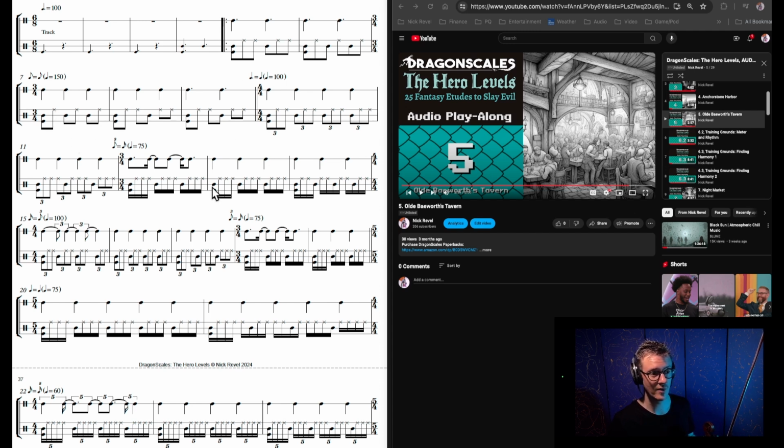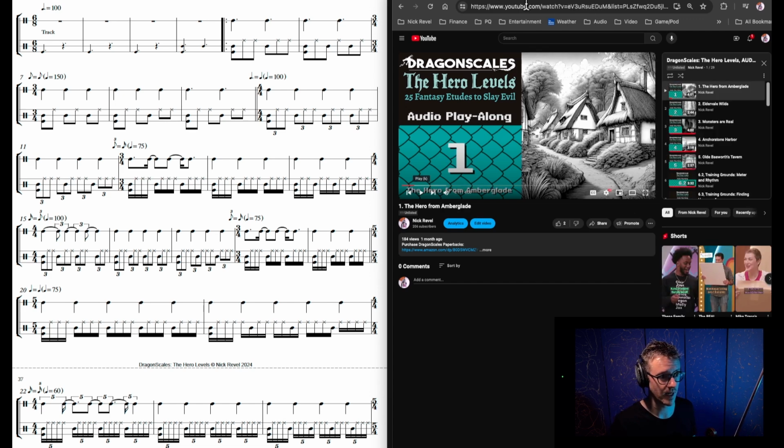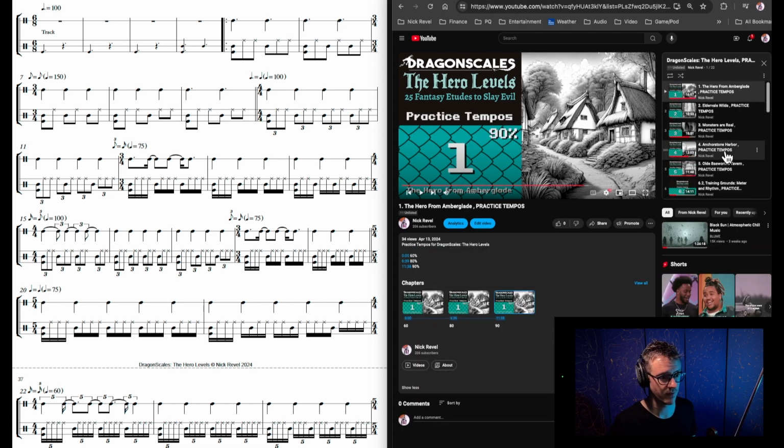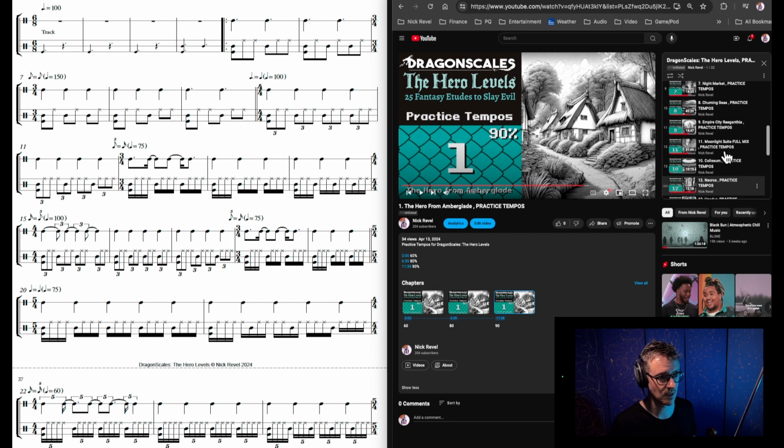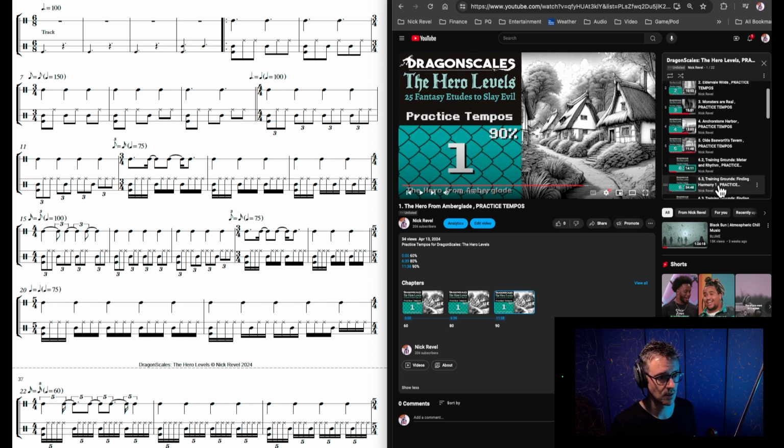All of these notes are represented in the play along track, and it can be really hard to follow along at the tempo, so I do recommend starting on the practice tempos. In fact, why don't we go there right now? Practice tempos. Let me find that. 6.2, finding harmony. There it is, meter and rhythm.